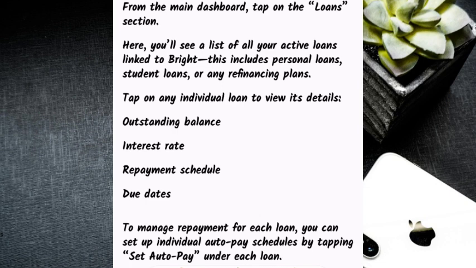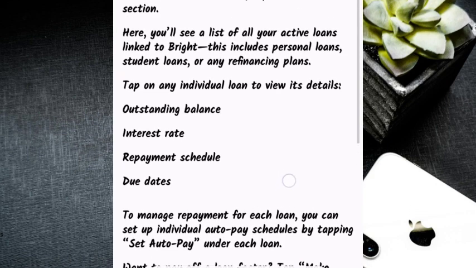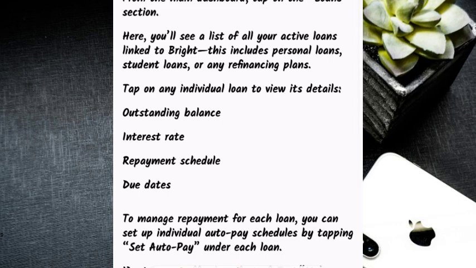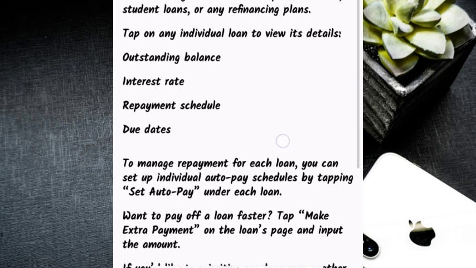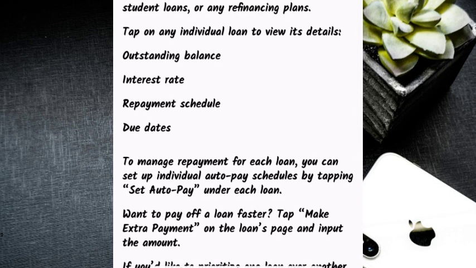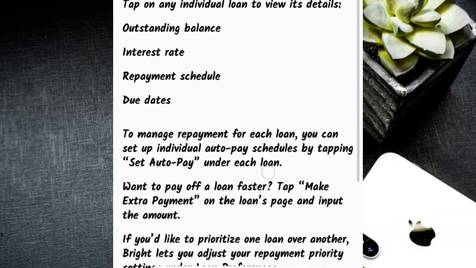You're going to see outstanding balance, interest rates, repayment schedule, and due dates. To manage repayments of each loan, you can set up individual auto pay schedules by tapping Set Auto Pay under each loan. If you want to pay off a loan much faster than normal, then tap Make Extra Payments on the loan's page, and then you can input the amount.